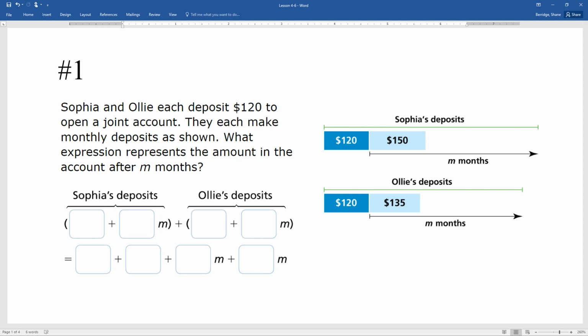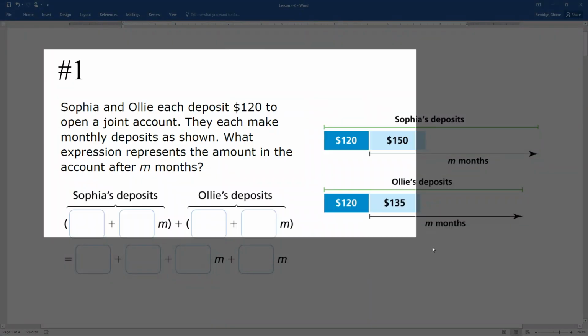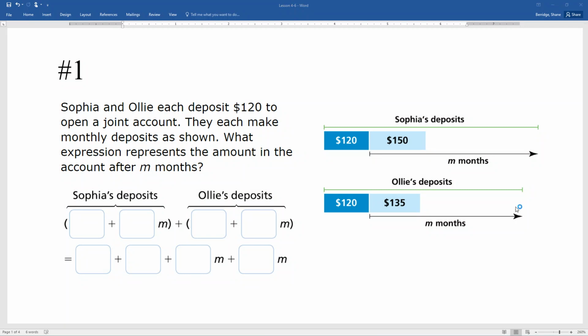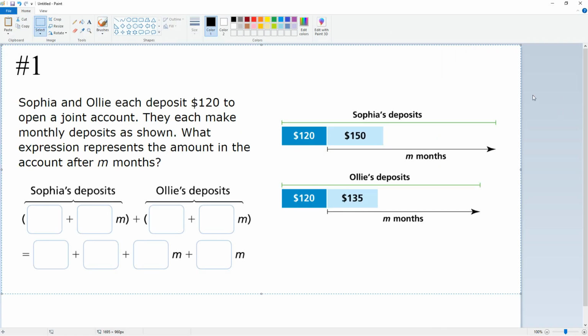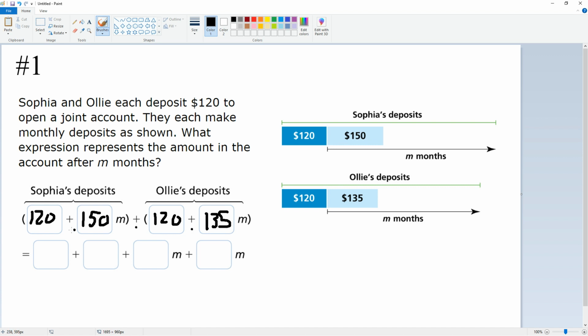So let's jump this into paint so we can actually write on it. Okay. So what we have is them depositing the 120 and then depositing 150 every month, and then we have Ollie depositing the 120 and depositing 135 every month. Now, do we have all additions here? Yes, yes, and yes.